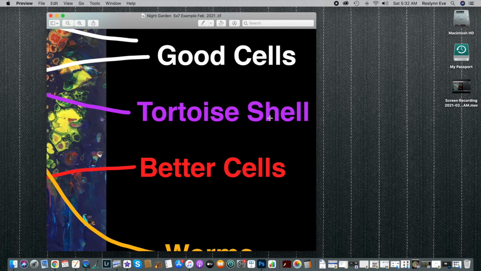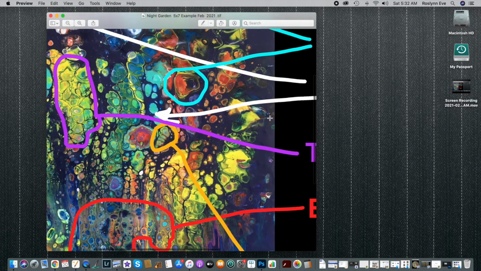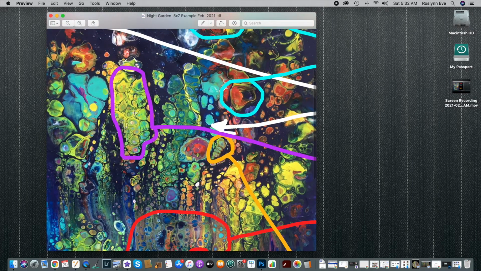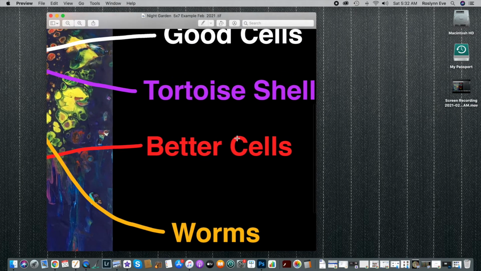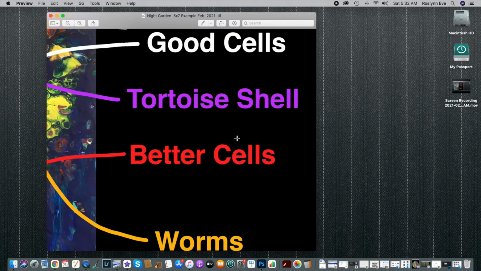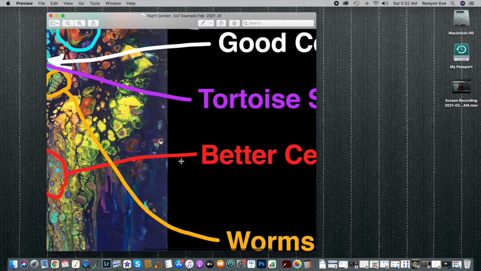Let's look at the next one, which is tortoise shell. That's my name for what I see as cells like this. To me, they look like the shell of a tortoise because you've got these fine little lines in between them, and they're all fitted together so well that it looks like a tortoise shell on the bottom. So that's what tortoise shell cells are.